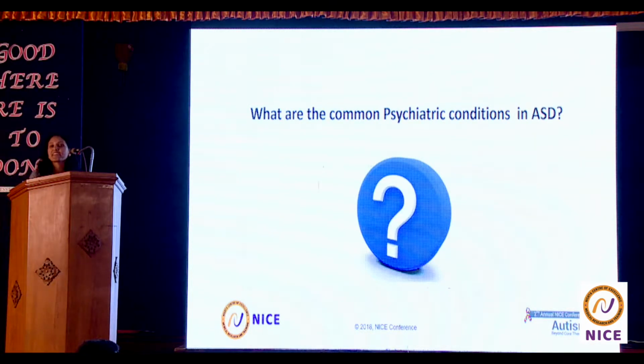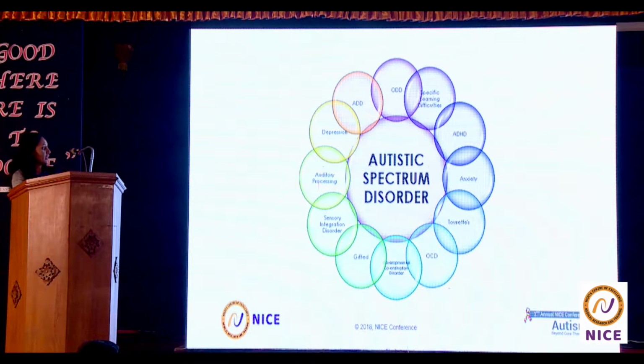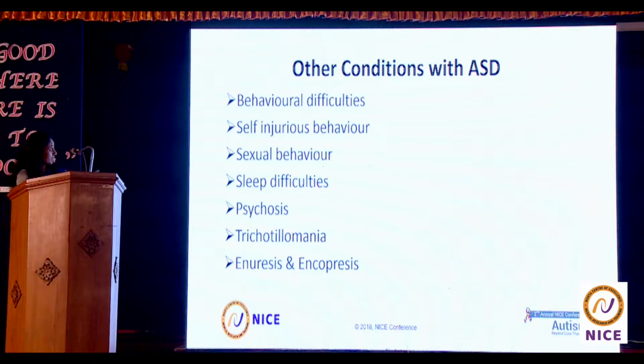So what are the common psychiatric conditions? I think we have already covered it. This slide covers the common comorbid conditions like ADHD, anxiety disorder, depression, or sensory disturbances. Then other behavioral difficulties include sexualized behavior, self-injurious behavior, and sleeping difficulties. Trichotillomania is a habitual disorder where children tend to pull out their hair. It can cause severe damage to their scalp. Then enuresis and encopresis, which are incontinence.